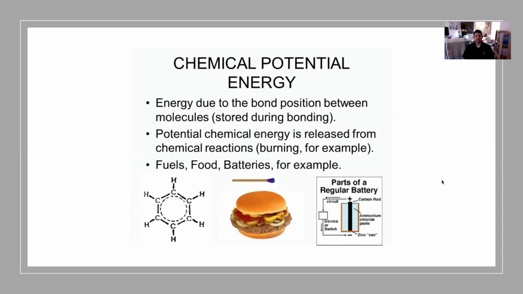Potential chemical energy is released from chemical reactions, burning, for example, right? So we can think of our foods as chemical potential energy. We can think of batteries as chemical potential energy, all right? And that energy can change form when we need it. But I want to come back to this idea of potential. So what does potential mean in regards to chemical potential energy?